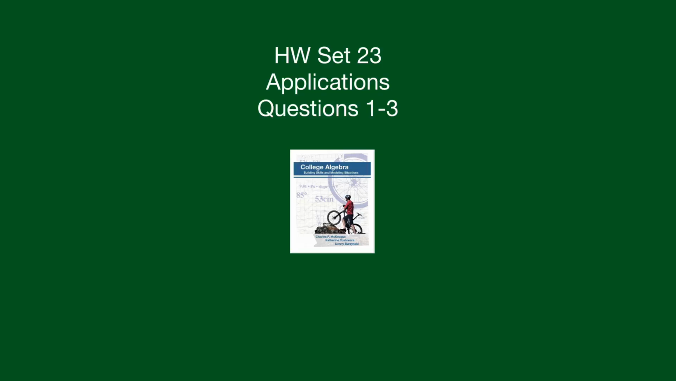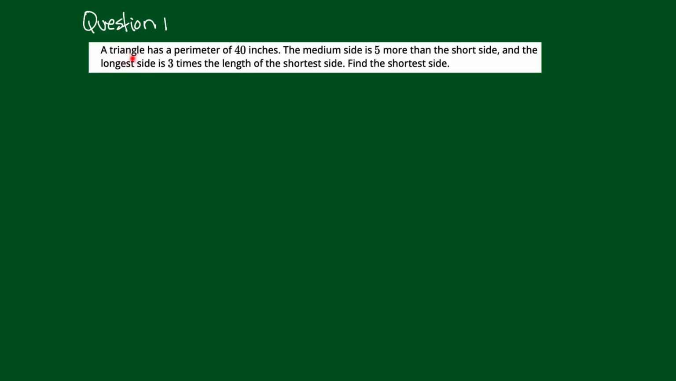This is homework set 23. We're going to do some applications. That means word problems. We're given that a triangle has a perimeter. Now, that's the length around. So a triangle has a perimeter of 40 inches. I'm just going to draw some random triangle here. All right, here's some triangle.